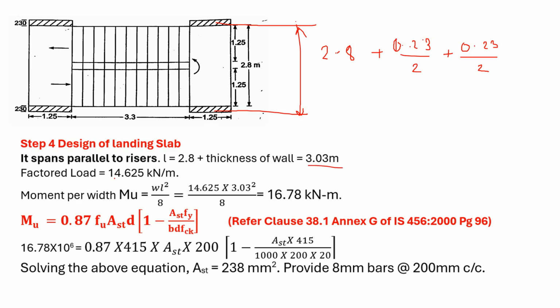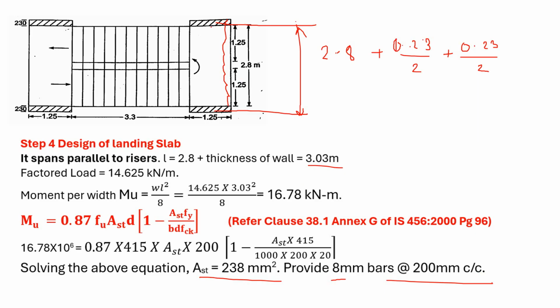Now the factored load is 14.625 kilonewton per meter. Now here you can imagine that the moment per width is WL square by 8. Here it is considered to be the UDL. So the UDL will be something like this, acting. WL square by 8, so this is 16.78 kilonewton meter. Then you substitute this here and find out the Ast. Ast equal to 238 millimeter square. Provide 8 mm bars at 200 millimeter center to center.